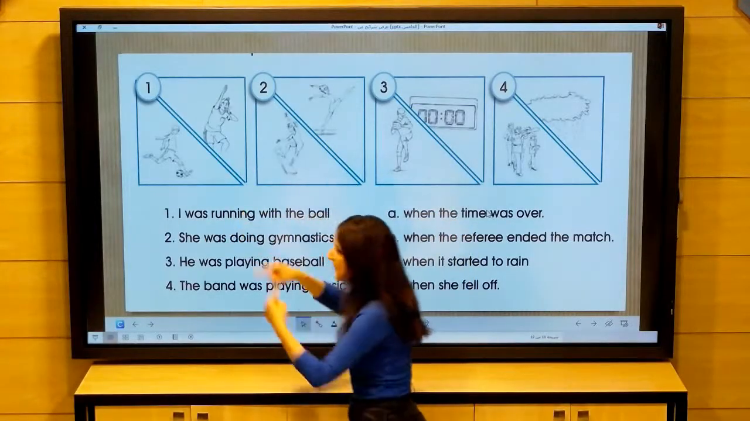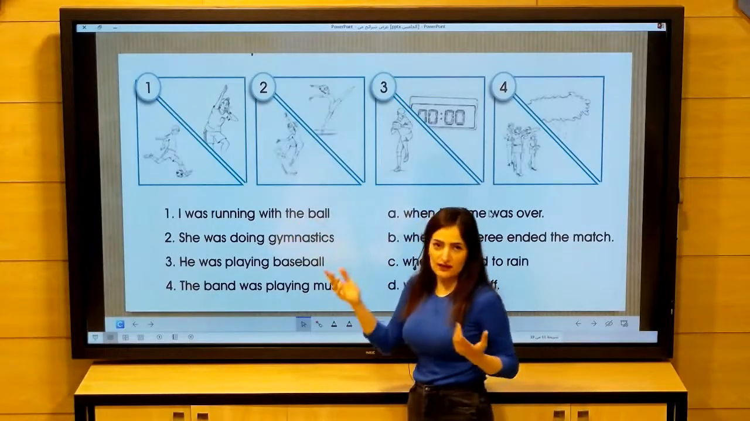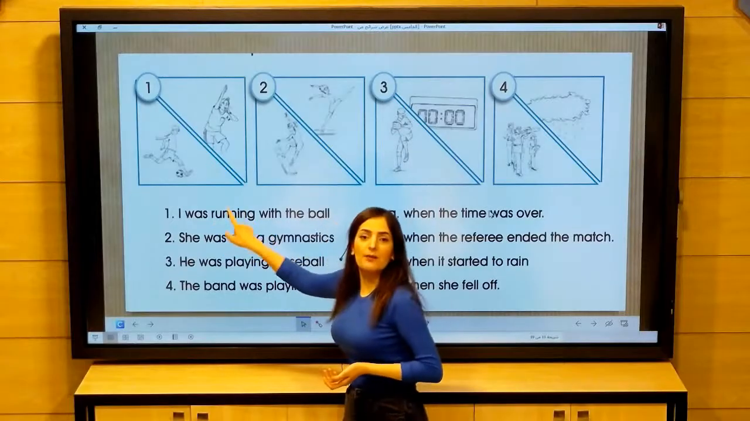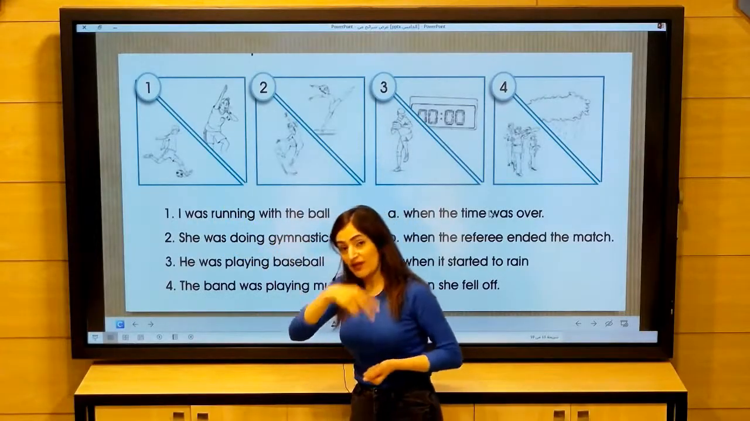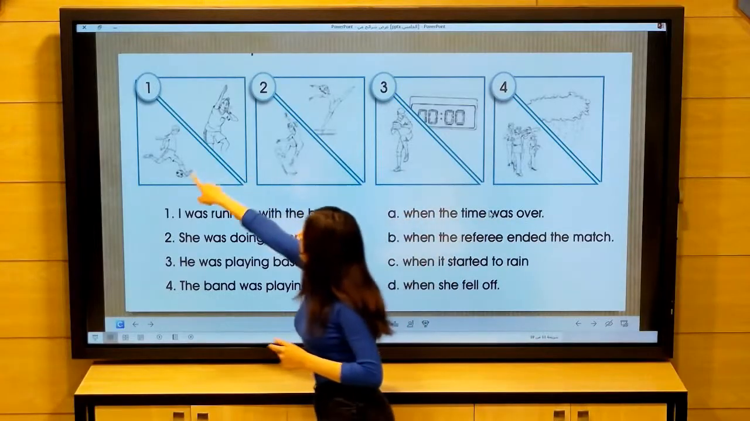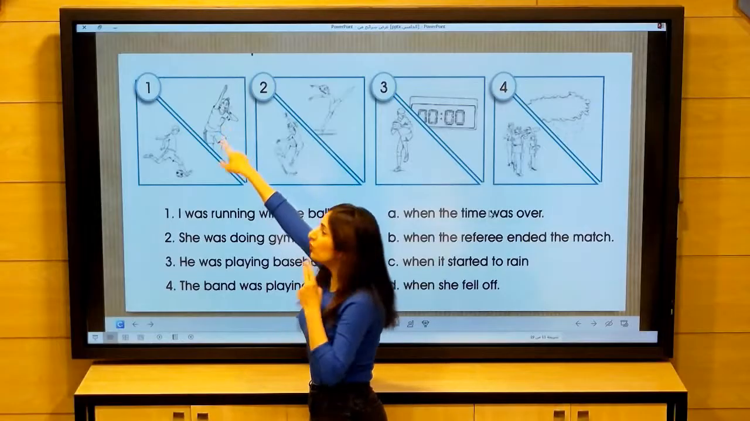Now, look here. I was running. The first event, or the first verb, is was running, past continuous. Now the second should be past simple. With the ball, look here, was running. The second, look at the referee.